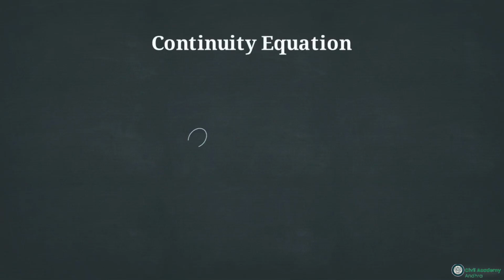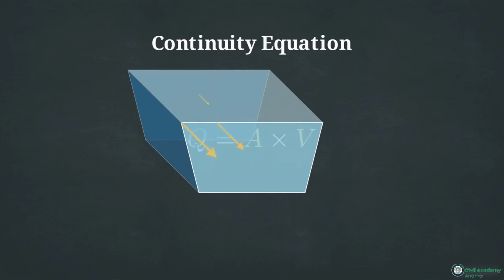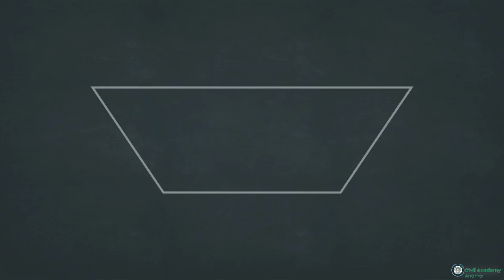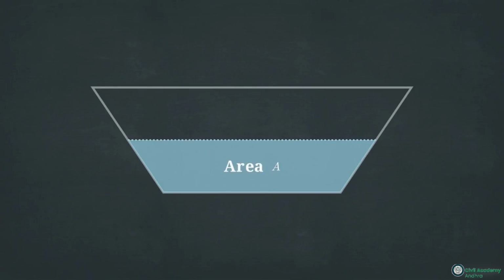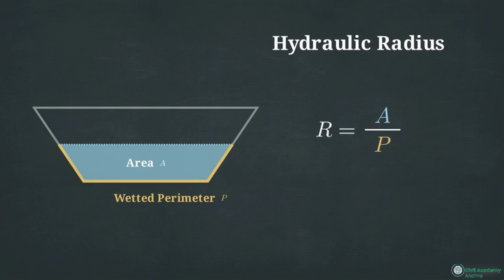Let's quickly reset our baseline. You already know the continuity equation. Discharge equals the cross-sectional area, A, multiplied by velocity, V. We measure the cross-sectional area of the water and trace the wetted perimeter, P, along the boundary where water touches the channel walls. Now we introduce the most important variable, hydraulic radius, or R. This is simply the cross-sectional area divided by the wetted perimeter.